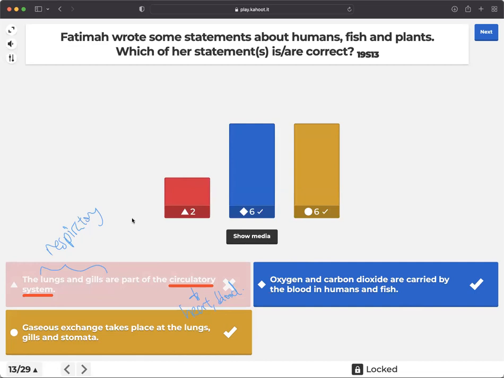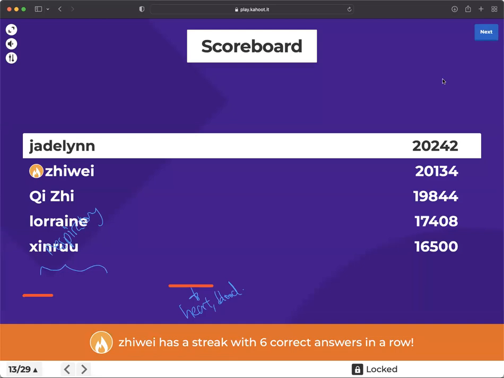Clear so far? Wait, the gills are in respiratory? I thought they were in circulatory. Okay, basically these are the parts that collect the air, so they are part of the respiratory system. Whereas the circulatory system is the one that moves the air around the body, so it involves the heart, the blood, and the blood vessels. Understand? Okay, let's continue.